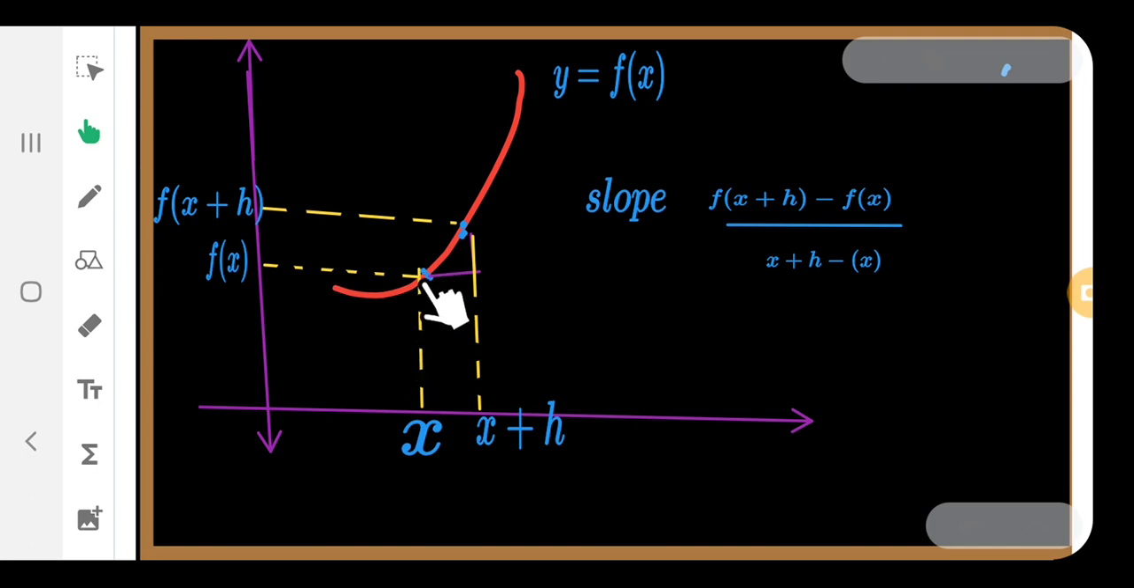For calculating the slope, change in y coordinate by change in x coordinate. Change in y coordinate is f of x plus h minus f of x, this length. Change in x coordinate is x plus h minus x. h is a very small positive quantity. Suppose x is equal to 1, then h is 0.0001.